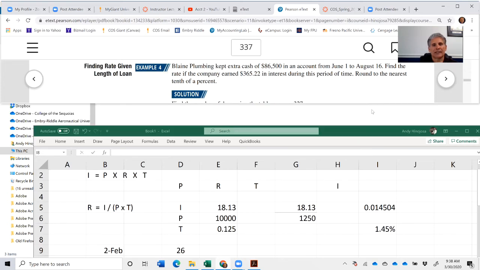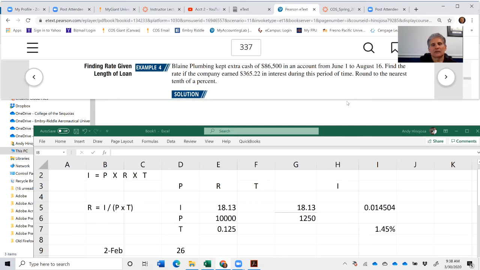Blaine Plumbing kept extra cash of $86,500 in an account from June 1st to August 16th. Find the rate if the company earns $365.22 in interest during this period of time. Round to the nearest tenth of a percent. You'll need to go ahead and figure out how many days we're working with, and then solve for the R.